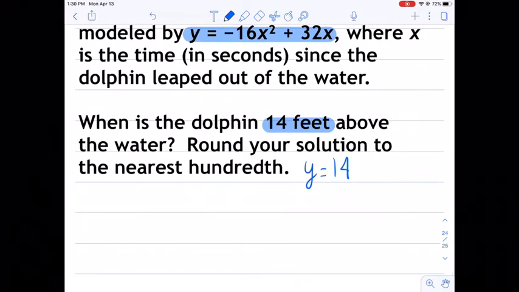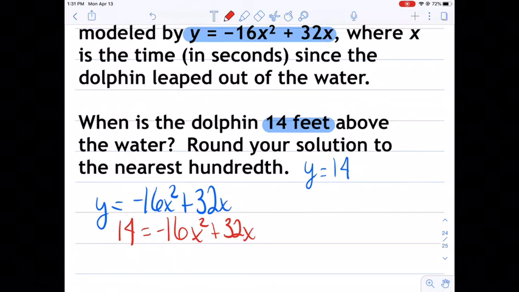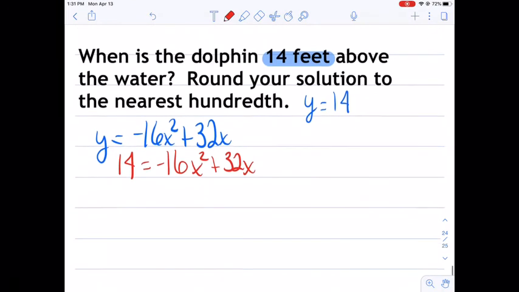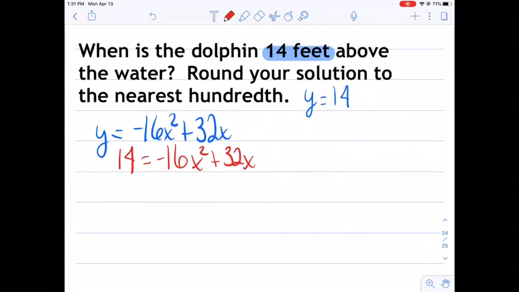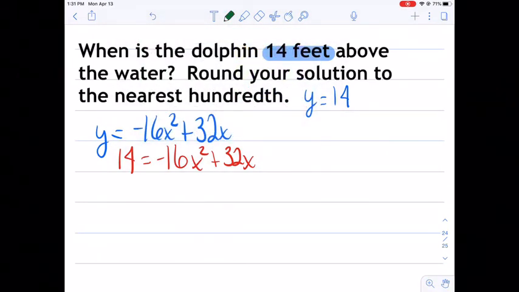Okay, so we're just going to create our equation. It's y equals negative 16x squared plus 32x. We're going to replace y with 14. So now I have 14 equals negative 16x squared plus 32x. Okay, and now I have to just solve this equation using the quadratic formula, because I'll give you a hint, this will not factor. So we're going to solve it using the quadratic formula on this one, and we will see what the final answers are.